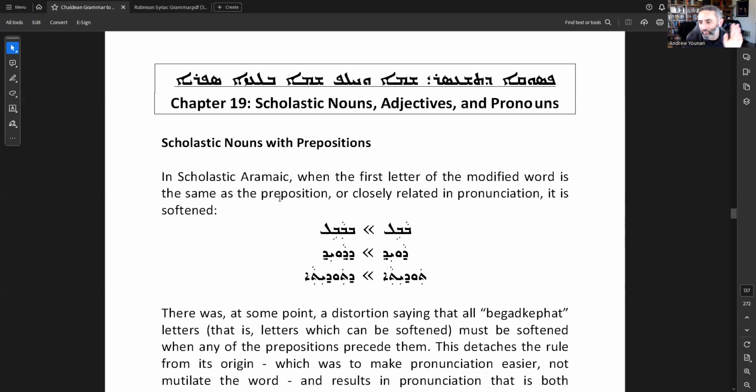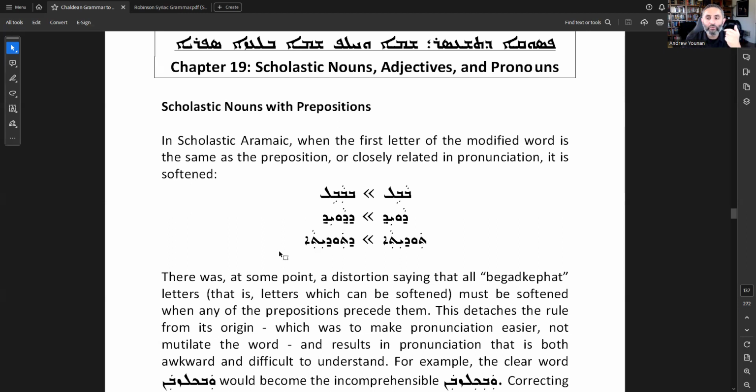Okay, this is a little bit of a controversial thing, but I'm just going to say it. You have a noun, and here's a proper noun, Babel, which means Babylon, the city of Babylon. If you want to say in Babylon, if you went through the Chaldean grammar, you already know that if you want to say in, you take the letter bith and you put it before the noun. The same thing goes for Syriac. If you want to say in Babylon, you take a bith and you put it in front of Babel. However, that's hard to say. That's almost impossible to say. B-b-babel. It's like you feel like your eyeballs are going to pop out of your head or something like that.